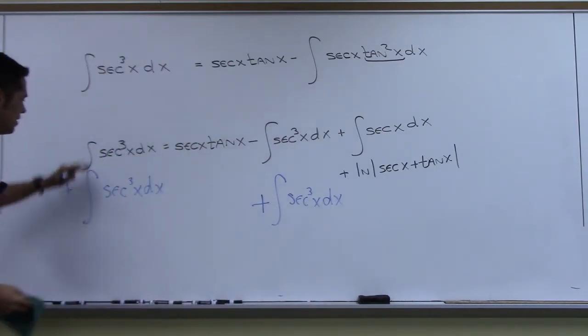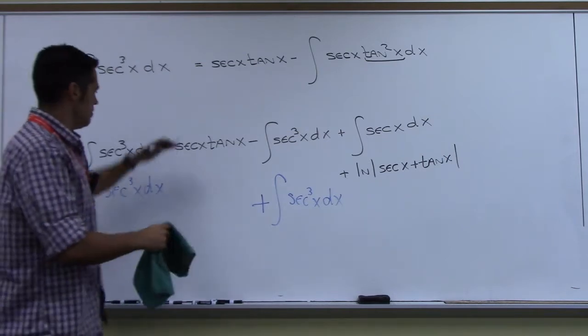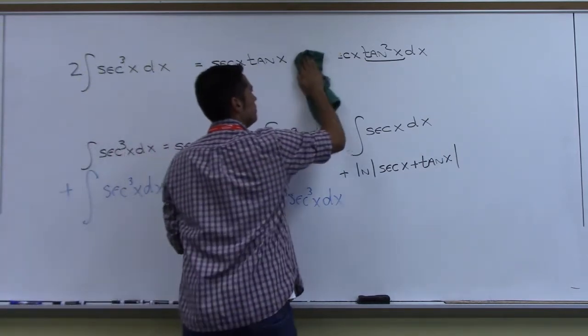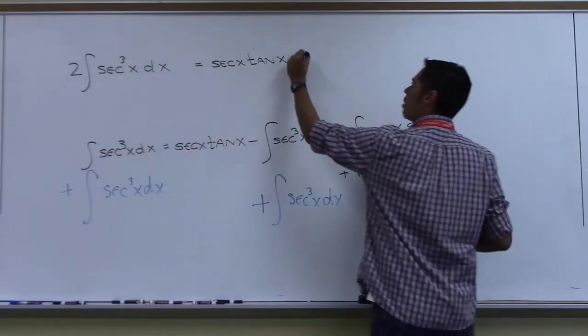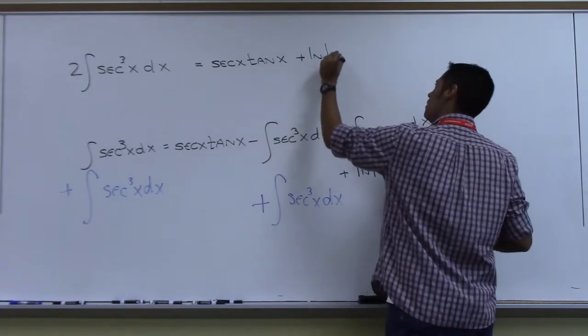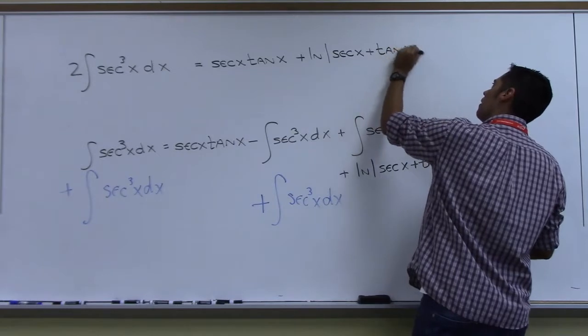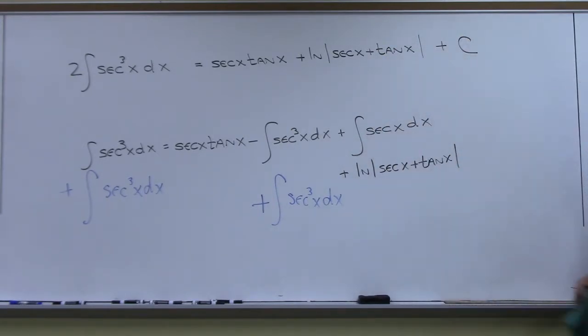All right, so where am I? This side is what? Two of these? And then over here, this is still secant x tangent x, but then what? Plus natural log of secant x plus tangent x. I'll go ahead and say plus c now, all right? And what would be left? What's left for me to do here? Divide both sides by 2.